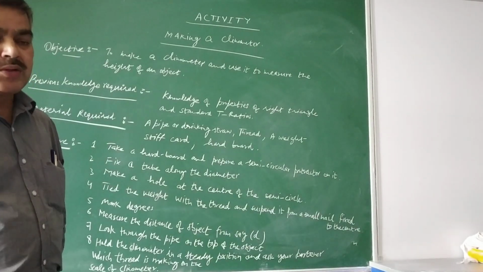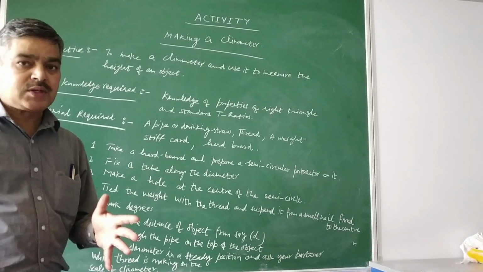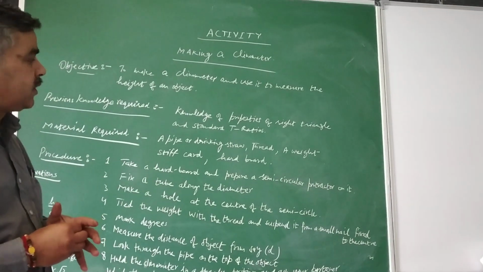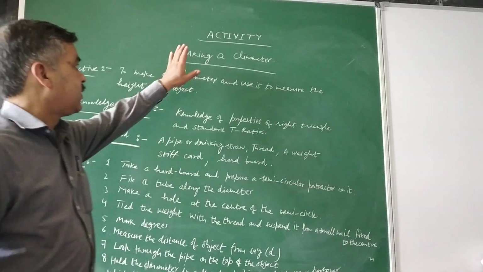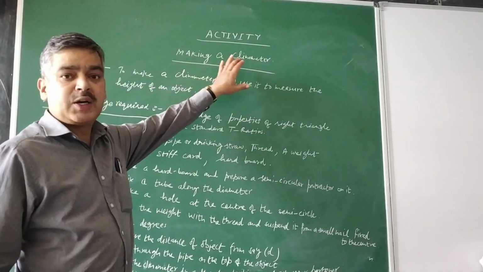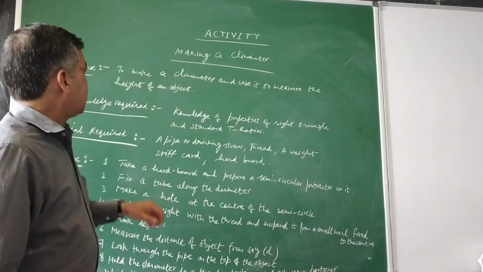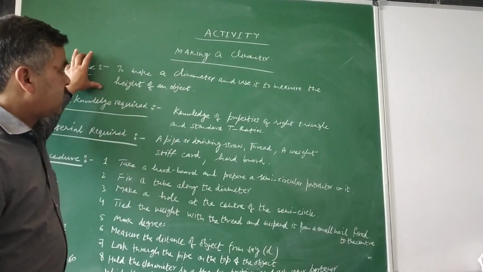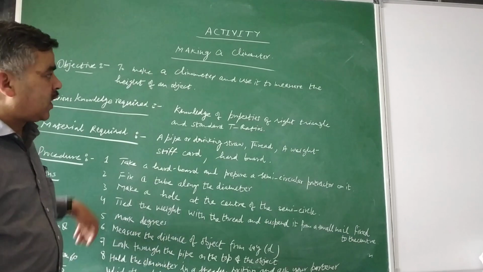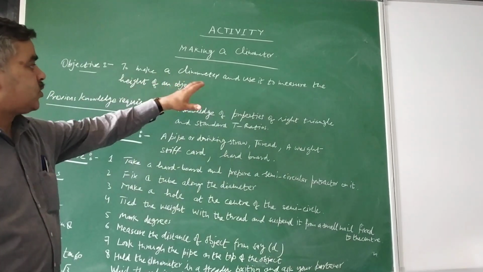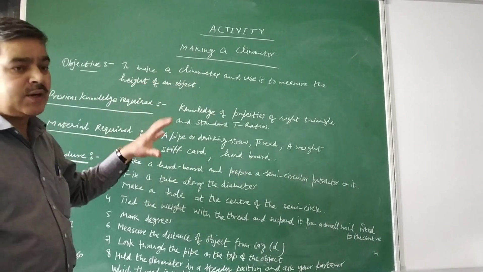Good morning, dear students. As I have already discussed with you, we have to complete one activity based upon the topic height and distance, and the activity is making a clinometer. The objective of this activity is that after completion, you should be able to make a clinometer and use it to measure the height of an object.